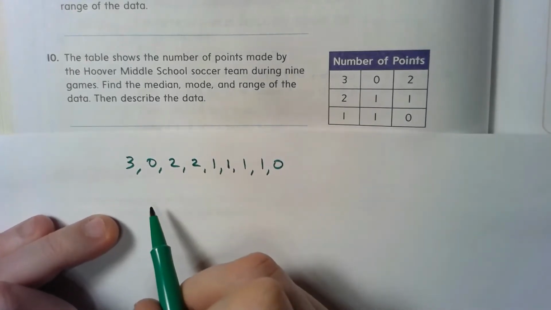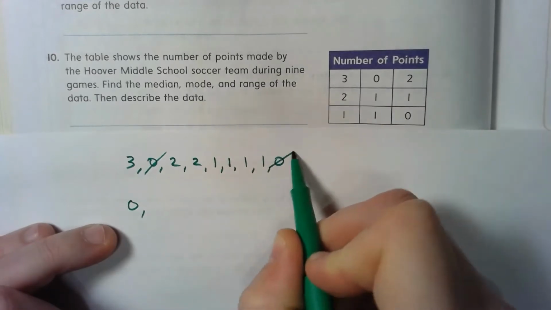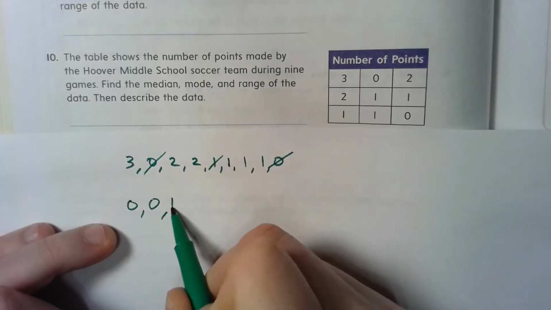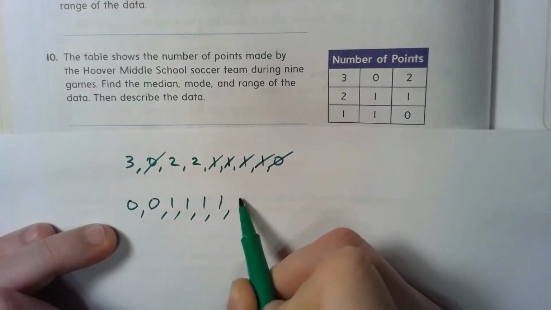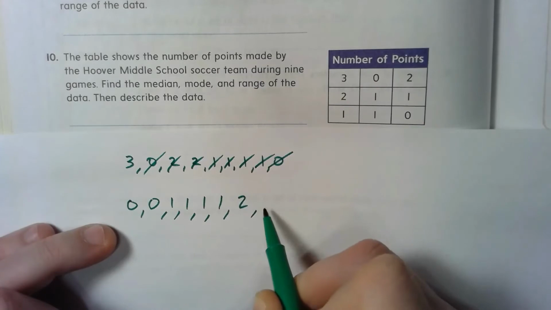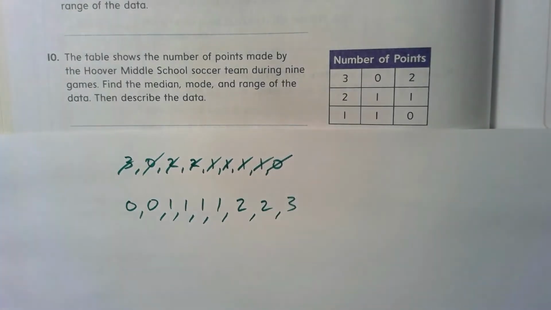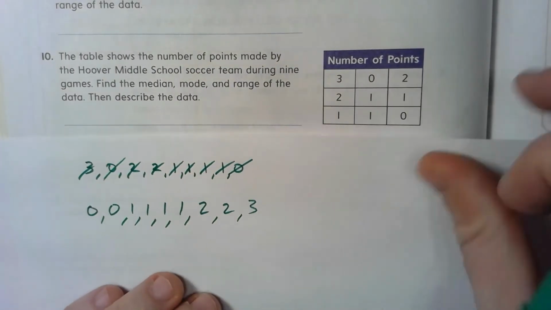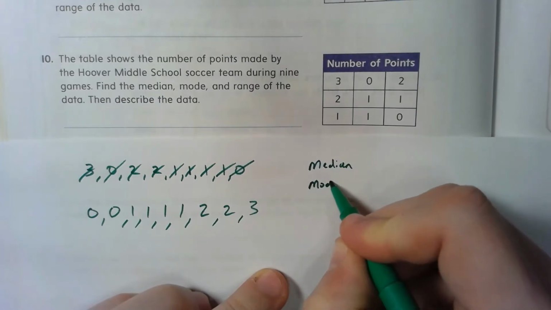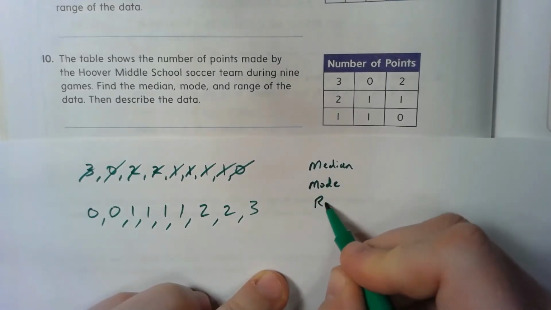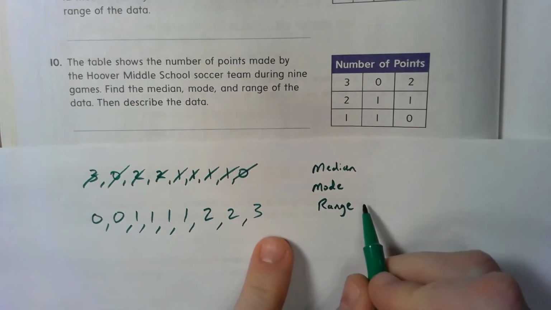First thing I'm going to do is put my data in order from least to greatest, and when I do this I mark it out as I go to keep track of what I have written down. And then a 3. So now I have my data in order from least to greatest. If we're trying to find the median, we want the middle of the data. The mode is the most common piece of data, and the range is how far apart it is, the maximum minus the minimum. So I can find the range very easily.